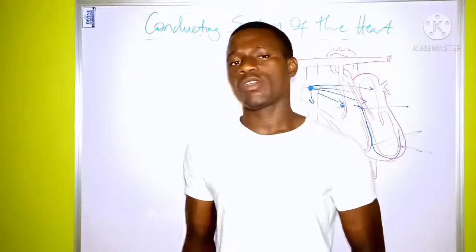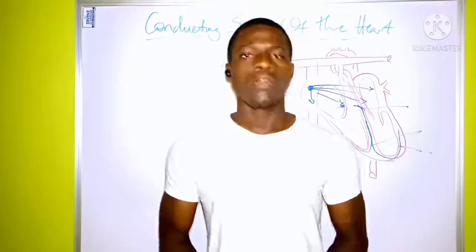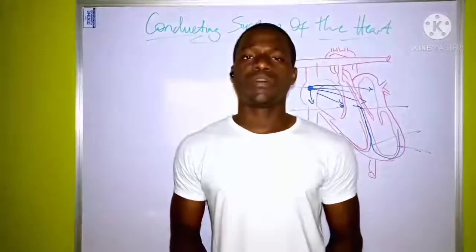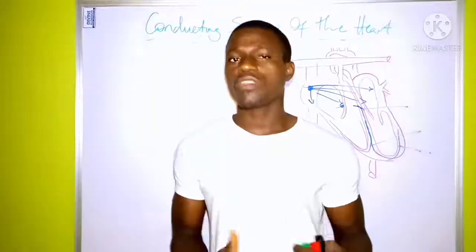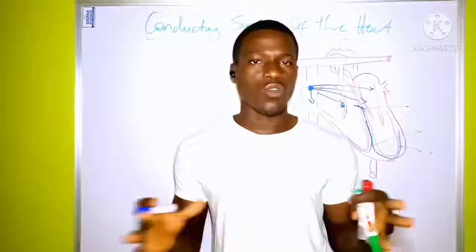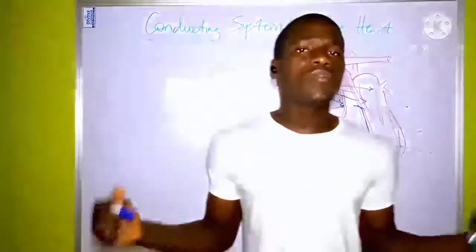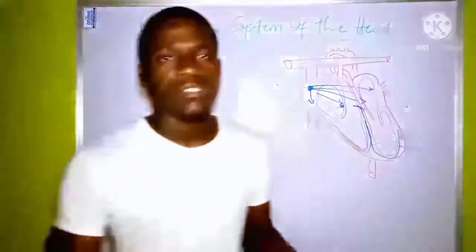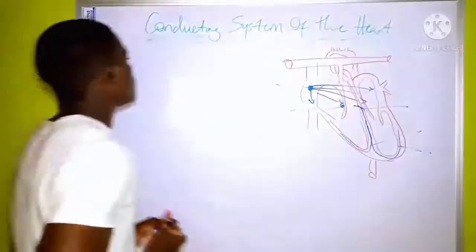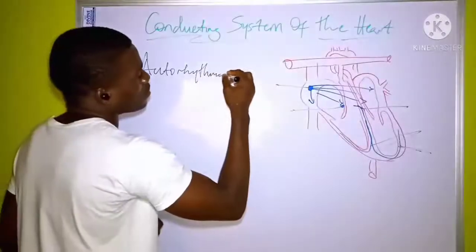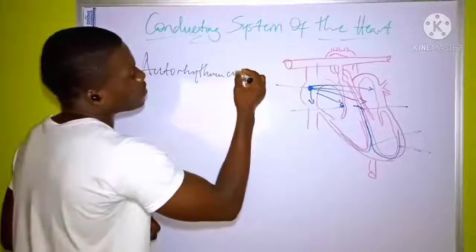In today's video, we'll be talking about the conducting system of the heart. The conducting system of the heart simply refers to the ability of the heart to generate its own impulse in order to keep the heart in a continuous state of contraction and relaxation. Now, the ability of the heart to generate its own impulse is referred to as autorhythmicity. So, autorhythmicity, like we say, is the ability of the heart to generate its own impulse.